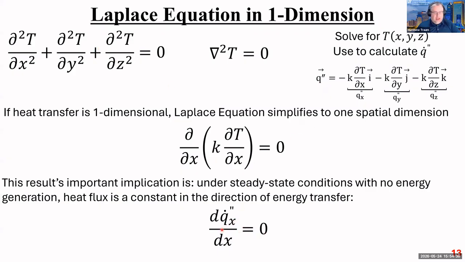And then if I take the integral of this, so I'm integrating in the x direction, I get a constant, right? So dq_x/dx equal to 0 means that q in the x direction, q_x, is equal to some constant. And that's just in words what's stated here. Heat flux is constant in the direction of energy transfer. So this is an important result that we're going to end up using as we solve some example problems later on, which is why I wanted to mention it here.